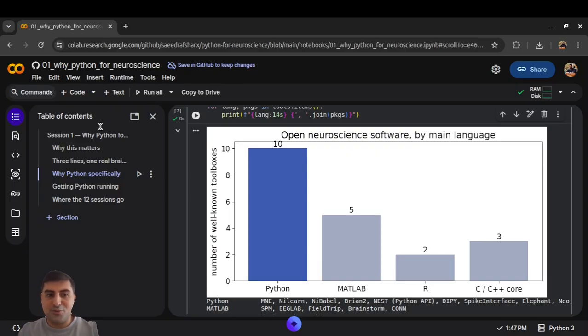Try that with software you cannot see inside. Yeah, try MATLAB please, and see how much the license actually costs.